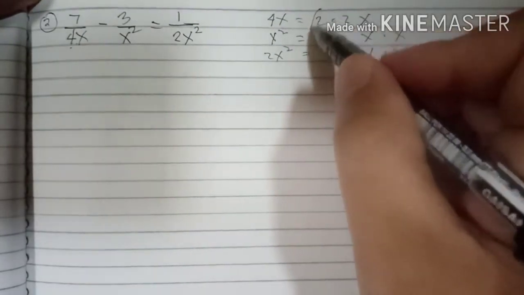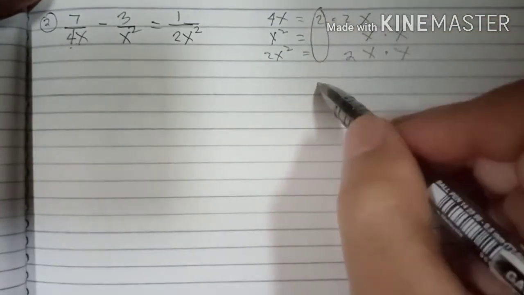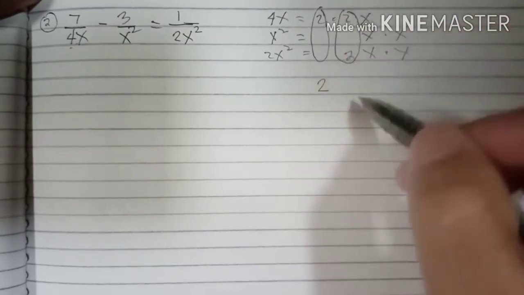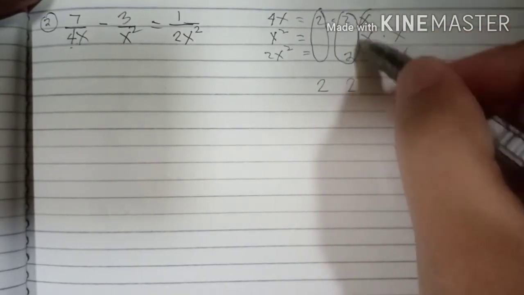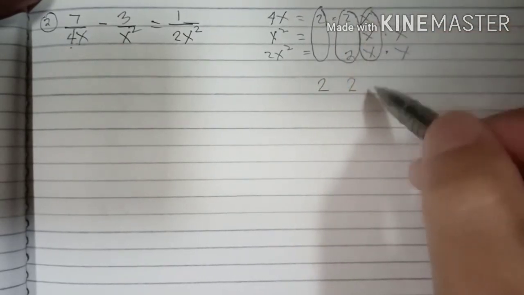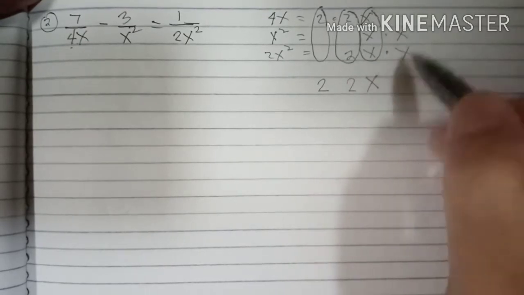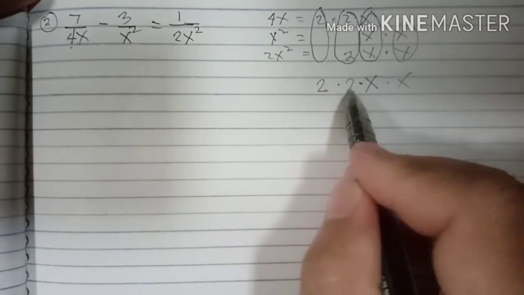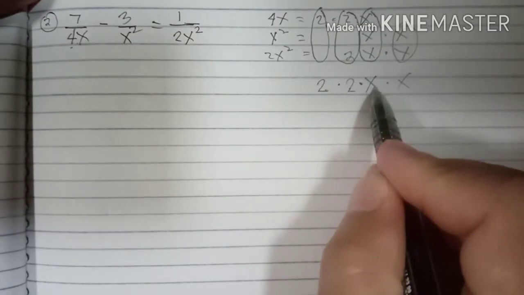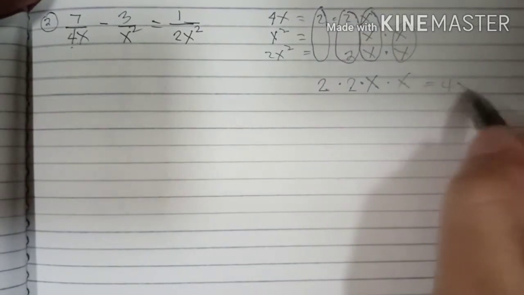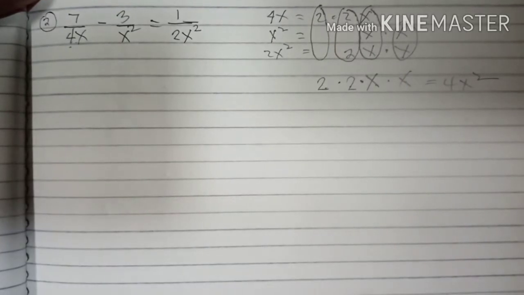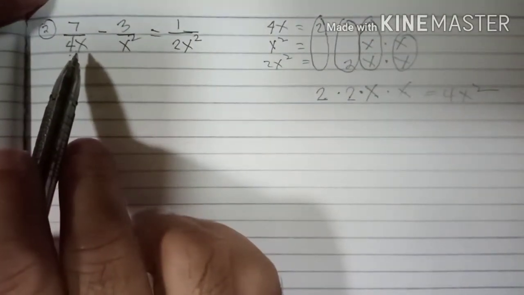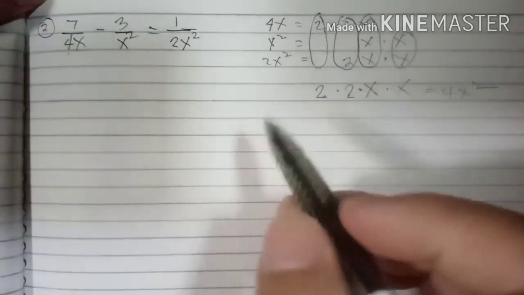Okay, we have a pair of 2 here, and there's no pair here, so we put 2. Then for x, you will just write x. So if you multiply 2 times 2, it's 4, times x, 4x, times x, it's 4x². So therefore, our least common denominator in this rational equation is 4x².